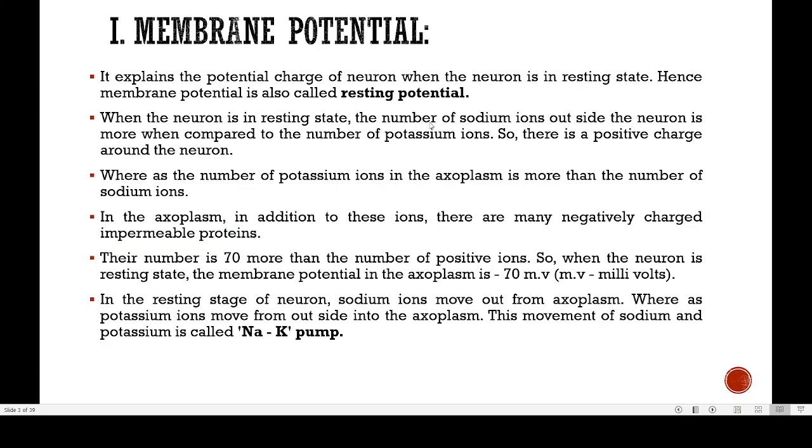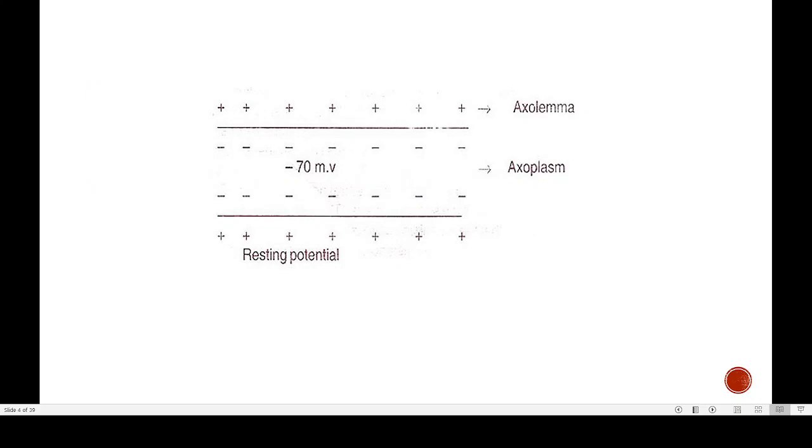So when a neuron is in a resting state, the number of sodium ions outside the neuron is more compared with the number of potassium ions. There are two types of ions, one is the sodium ion and the second is the potassium ion. The number of sodium ions will be more than the number of potassium ions, and there is a charge for the sodium ion as well as the potassium ion. Sodium ions are normally positively charged, whereas potassium ions are negatively charged.